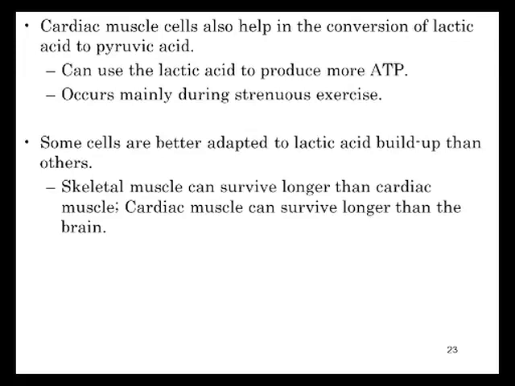Cardiac muscle can survive longer than nervous tissue. Nervous tissue is what we call an obligatory user of glucose. It specifically prefers to use the glucose to generate its ATP. So it has a very, very low tolerance, a very low threshold for lactic acid.